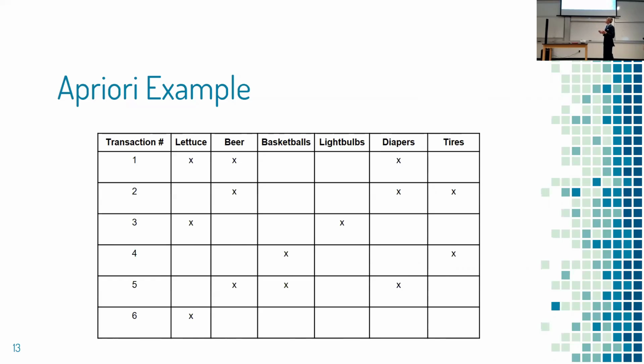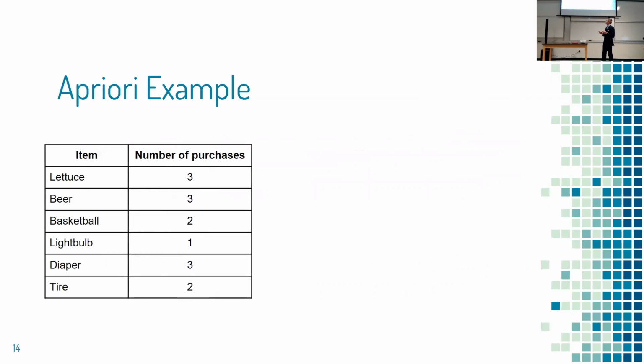So given this simple 6-transaction database, I can find all of the different combinations here. In this database, there actually is a built-in association rule, but just by looking at this, it's relatively difficult to find. So Apriori does a step that makes it a little bit easier. The first thing it does is count up how many times each item was purchased. For example, lettuce was purchased 3 times, beer 3 times, basketball 2 times, you get the idea.